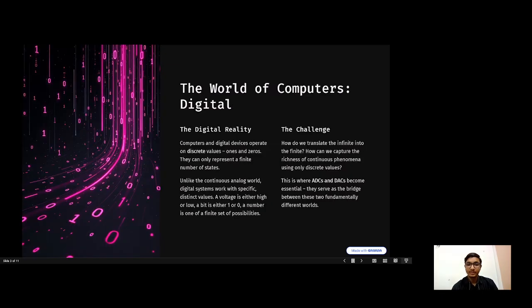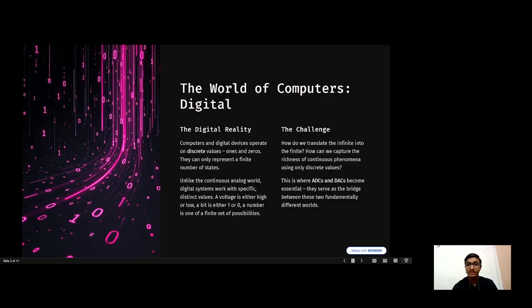The world of computers, that is digital, the digital reality. Computers and digital devices operate on discrete values, ones and zeros. They can only represent a finite number of states. Unlike the continuous analog world, digital systems work with specific, distinct values. A voltage is either high or low. A bit is either 1 or 0. A number is one of a finite set of possibilities.